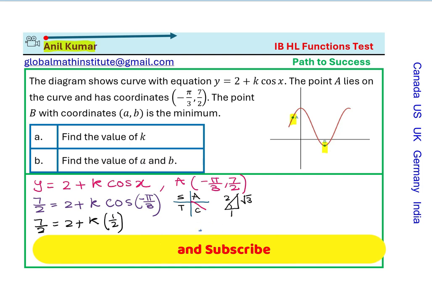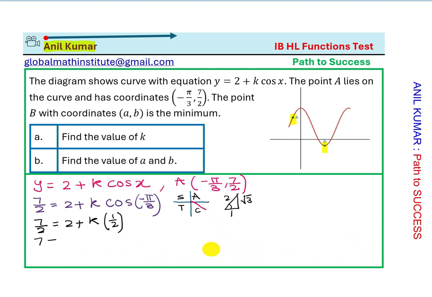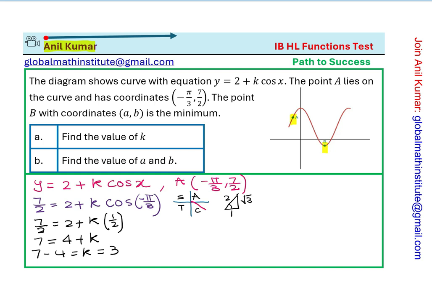Now to solve this for k, let's multiply each and every term with 2, to get rid of the fractions in the denominators. So we get 7 equals 4 plus k, and 7 minus 4 equals the value of k, which is 3. So we found the value of k as 3. Once we find this value of k as 3, we can write down what the equation is. Right? So the equation now becomes y equals 2 plus 3 cos of x.